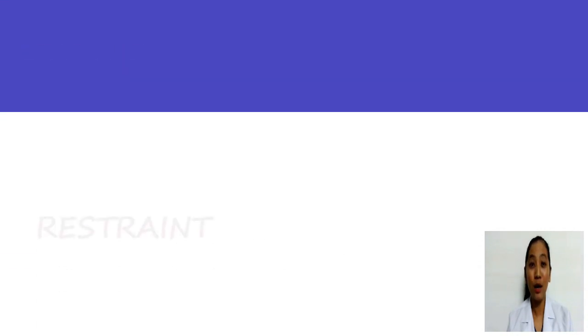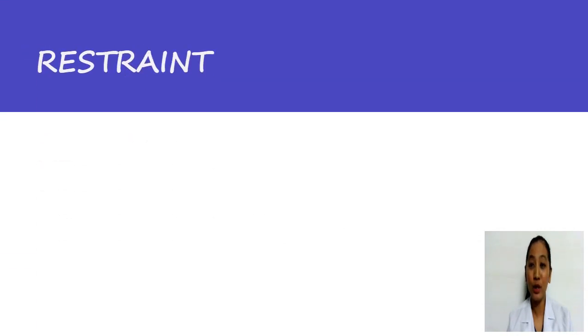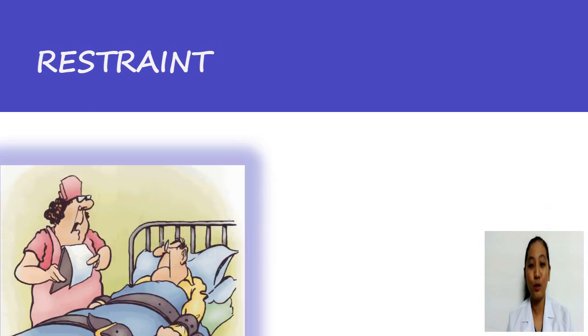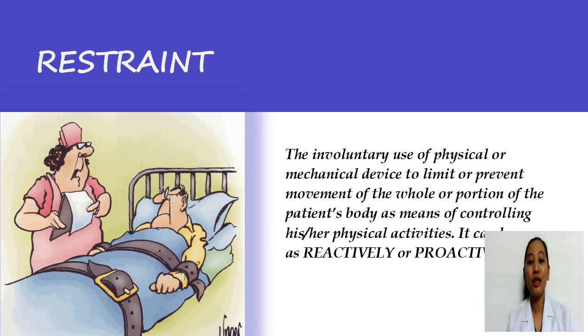Before we proceed to our policy review, let us first define what restraint is, its types, and purpose. Restraint is the involuntary use of a physical or mechanical device to limit or prevent movement of the whole or a portion of the patient's body as a means of controlling his or her physical activities. It can be used reactively or proactively.